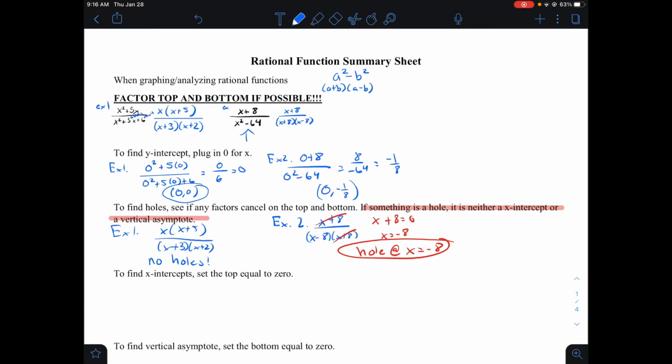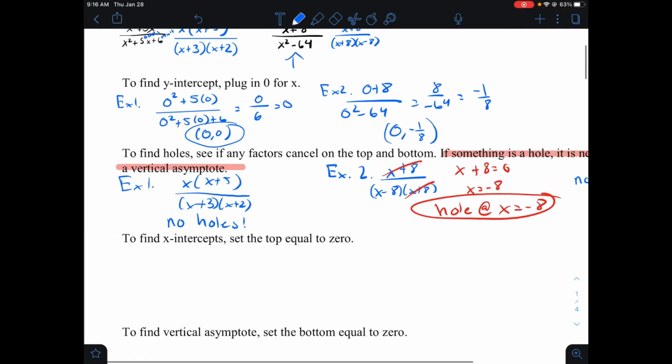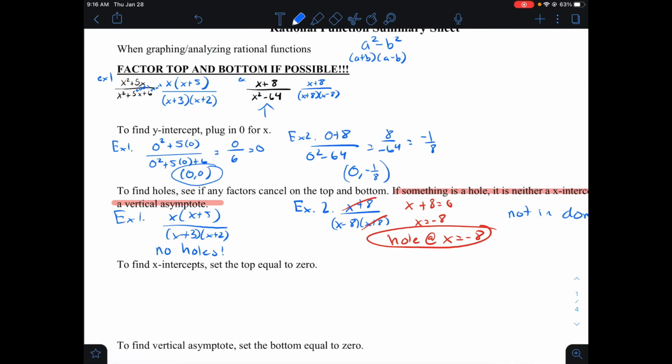And the reason for that is when there's a hole, that means that it's not in the domain. You're not allowed to plug in a -8 into this function because you're going to end up dividing by 0, which is bad. So if we look here, it says to find the x-intercept, set the top equal to 0. So let's go ahead and look. We're going to take our first example, and you're definitely going to want to use the factored form. Really for all of these, we're going to use factored form.